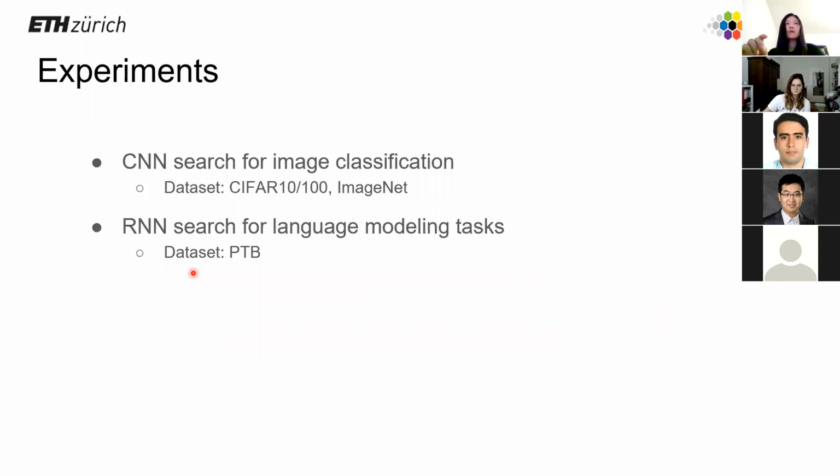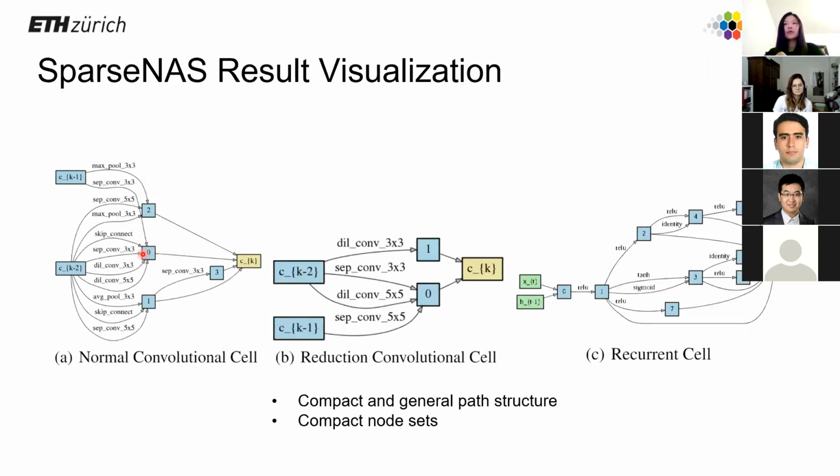And we test our proposed algorithms on both convolutional neural architecture search and recurrent neural network search. I can first show you some architectures derived by our algorithm, so you can have a quick impression of what kind of architectures we finally get. The first two cells are the results from the convolutional neural architecture search, the normal cell and the reduction cell respectively. And the last one is the recurrent cell.